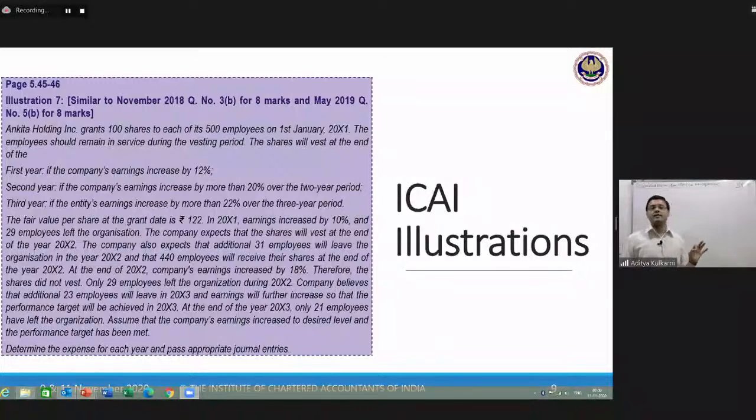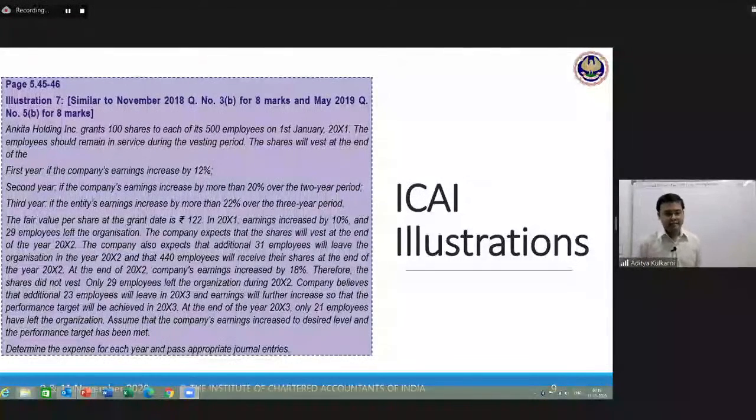When you factored the first year's cost, you thought that 31 will leave. But now when 29 have left, that additional 2 employees who did not leave, that also will be taken as a catch-up adjustment in the expenditure for the second year. The company believes that additional 23 employees will leave in X3. So this is what the company believes. I needed to estimate the expenditure for X2.